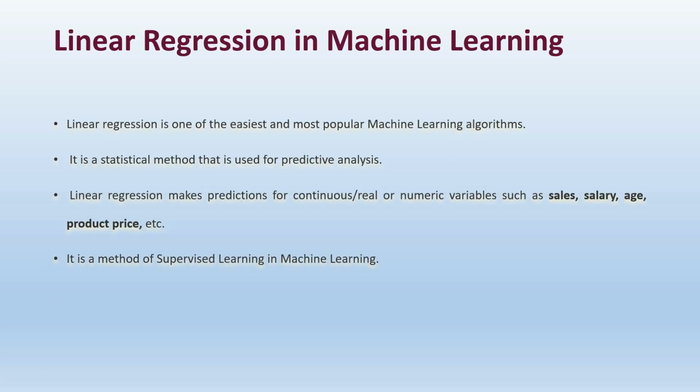It is also considered one of the easiest and most popular machine learning algorithms, as well as a statistical method used for predictive analysis. Normally, the values it is going to predict are sales, salary, age, product price, and stock market exchange. All these are the fraction part which it is going to predict. So, as discussed, it is one of the methods of supervised learning which is going to predict the continuous values.